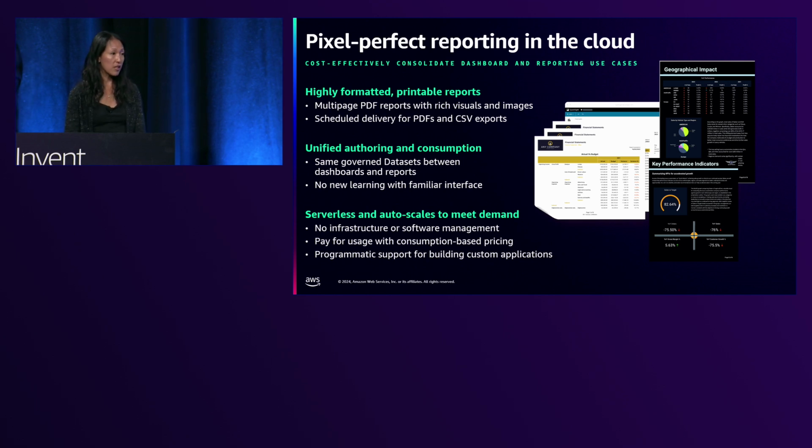And like the rest of QuickSight, the Pixel reporting offering is also serverless and auto scales. So again, that means no capacity planning, no infrastructure management, no upgrades required. And it's really pay-per-usage, again, with consumption-based pricing offering flexibility.